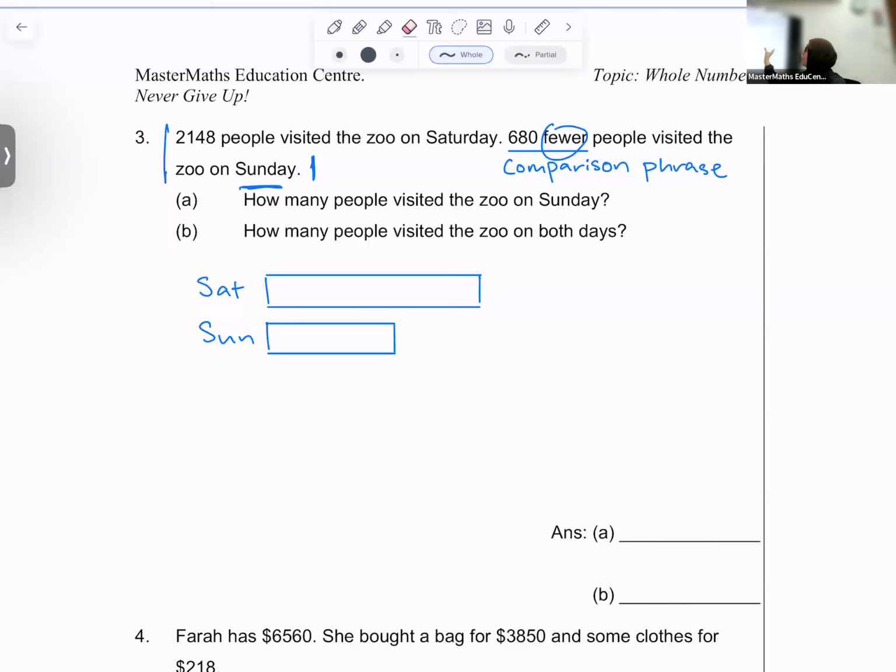What is the difference? What is this part here, Pritika? The extra, right? This is the difference. What is the difference? Difference means how many more or how many fewer. Do we already know from the question? How many more or fewer? Which one is fewer? Sunday is fewer, right? By how much?